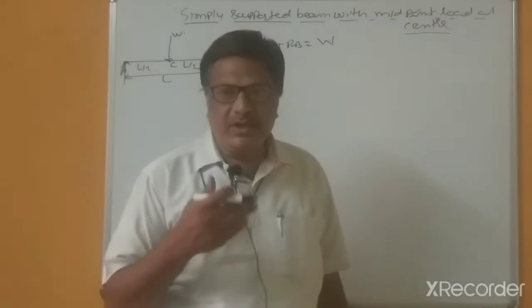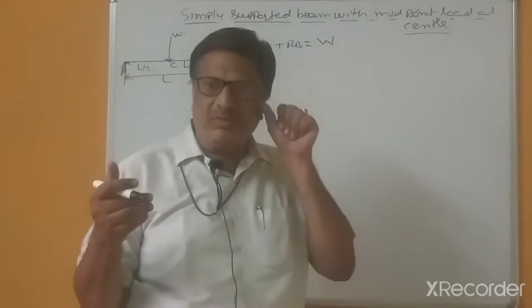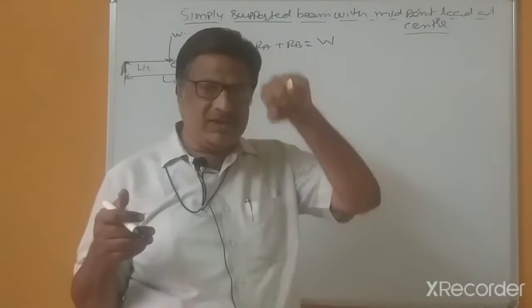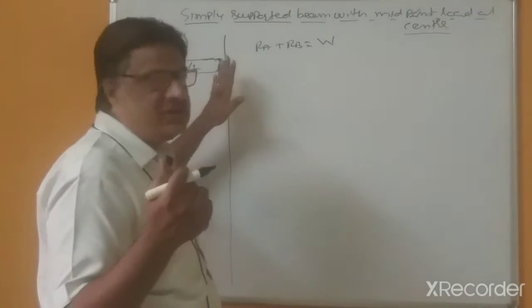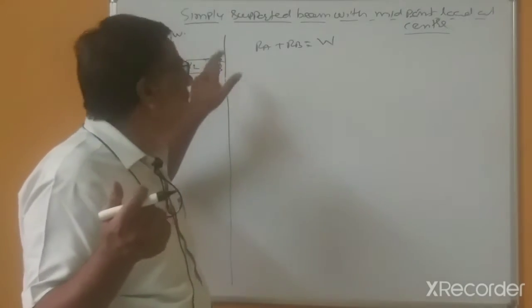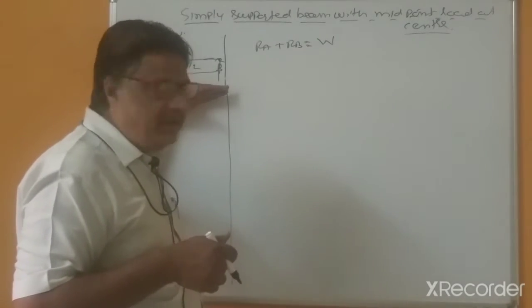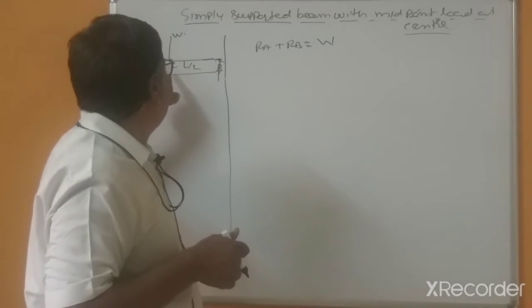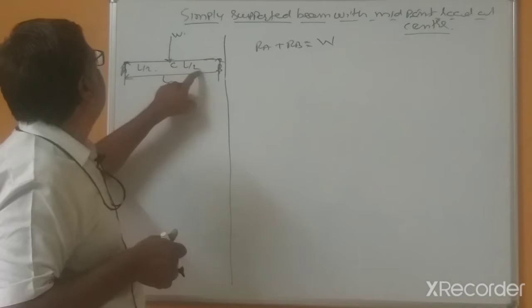We already studied problems related to shear force and bending moment diagrams, but some important standard cases remain. So I am continuing with some of these important cases. This is one simply supported beam with a midpoint load at the center. Suppose this is a simply supported beam, and this is load W acting at center C, with distance L by 2 on either side, and the total length of the span is L.